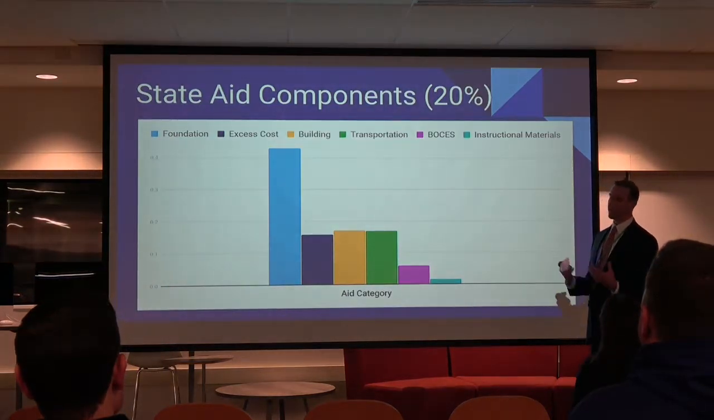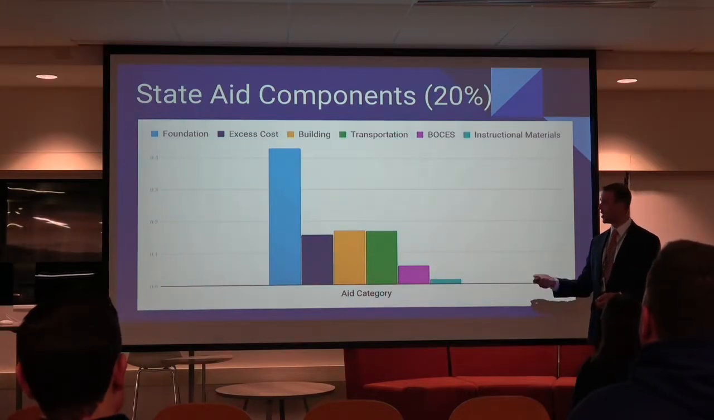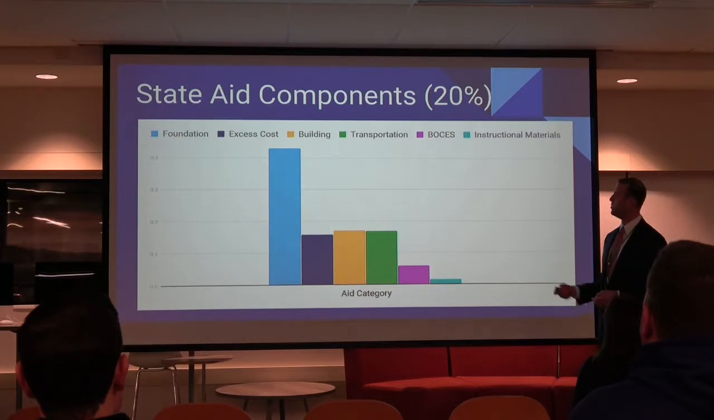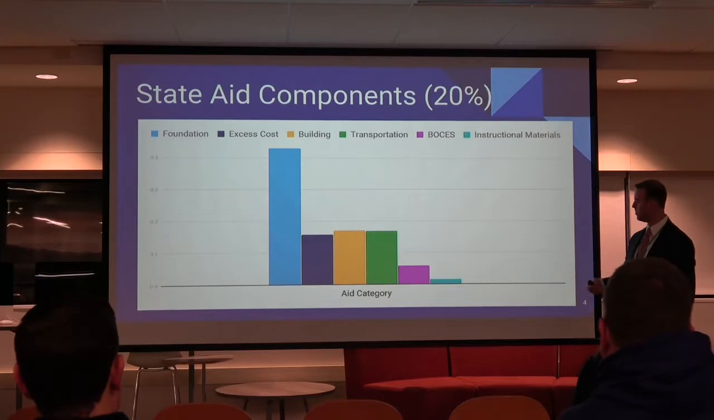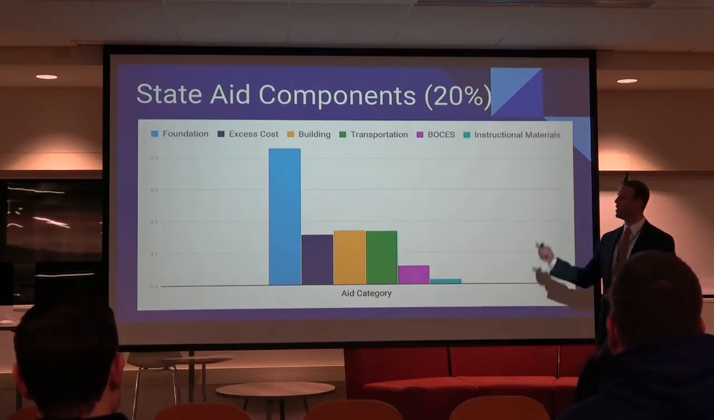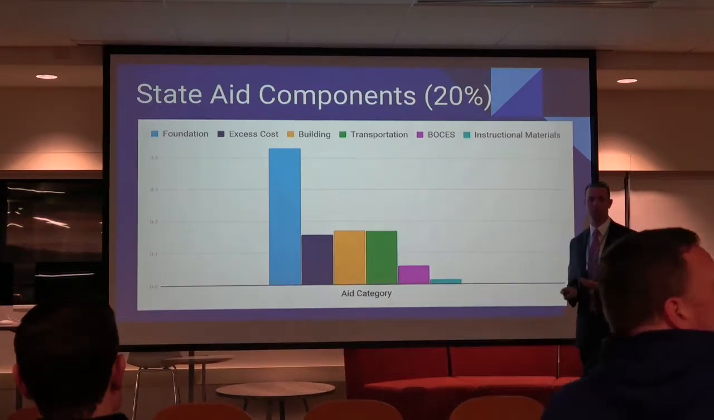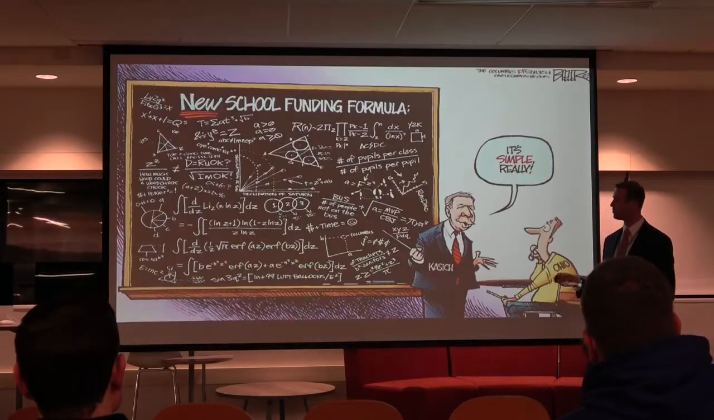So state aid, we talk about state aid in general, but there's actually six major categories. Foundation aid, which is represented by this light blue bar. Excess cost aid, which is this darker blue or purple bar. Building aid is the yellow bar. Transportation aid in green. BOCES aid in magenta, and Instructional Materials is this very small aqua color. So again, foundation aid makes up the lion's share of our state budget. We'll talk about all the factors that are used in each of these different state aid types.